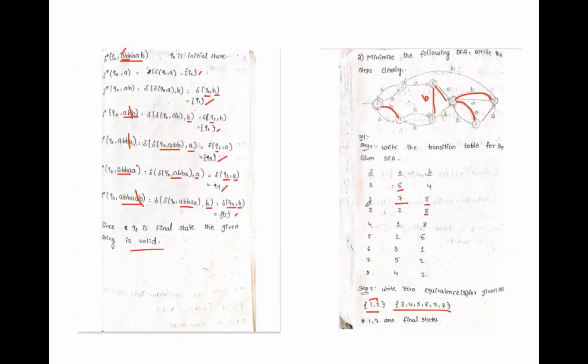So here we need to check 1 and 2. Input symbols are A and B. So check 1 on A, 2 on A, 1 on B, 2 on B transitions. 1 on input symbol A from the table is 6. 2 on A is 7. So we got 6, 7. Then 1 on B, 2 on B. 1 on input symbol B is 4. 2 on input symbol B is 5.